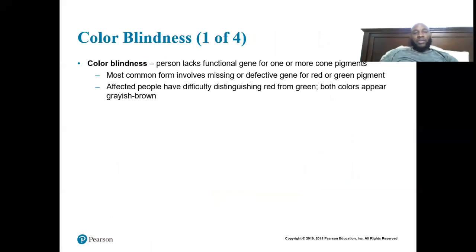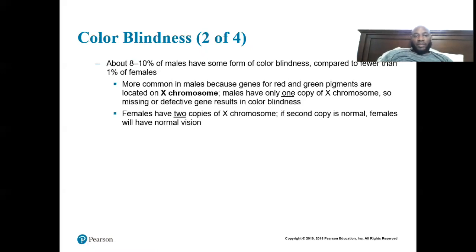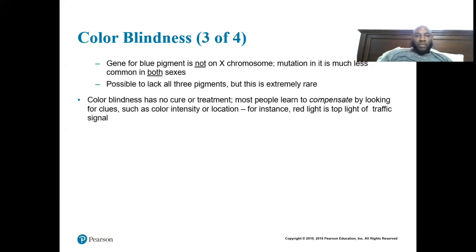Color blindness. Usually, we talked about color being with the cones versus the rods. So if you have color blindness, you usually lack one of the genes for one of your cone pigments. Missing a gene for red or green is most common. People who are colorblind have difficulty distinguishing between the two. Here are some more details: 8 to 10% of males are affected compared to only 1% of females. Color blindness has no cure. Most people learn to just compensate.